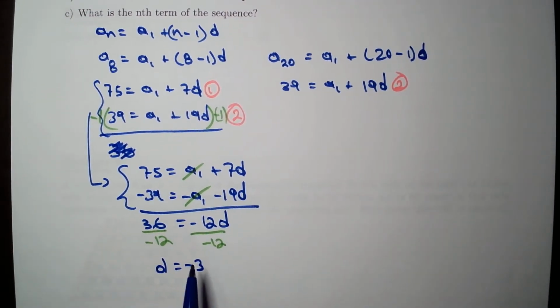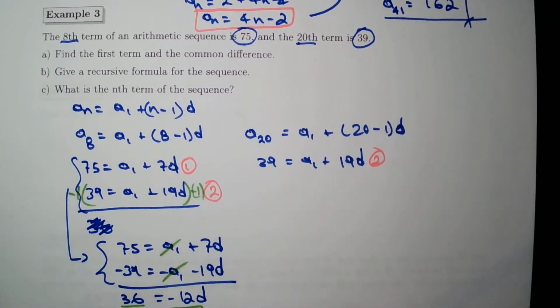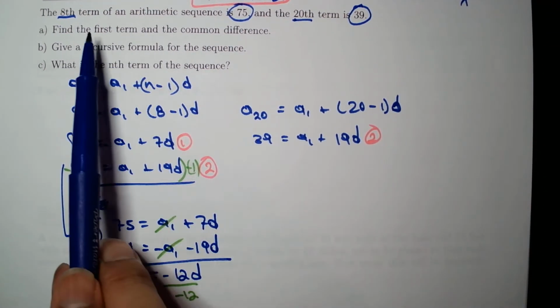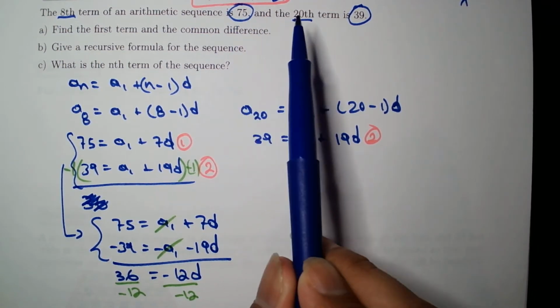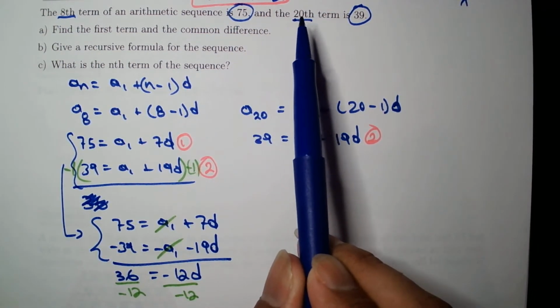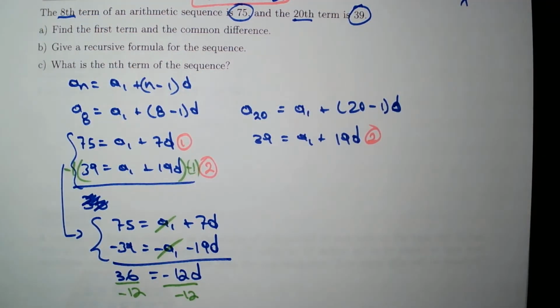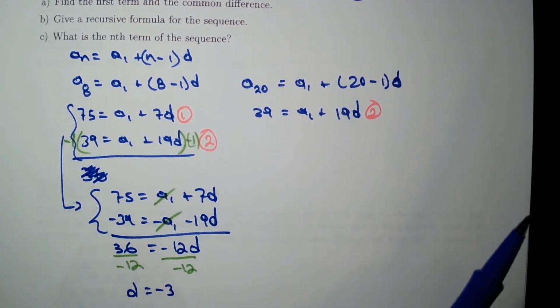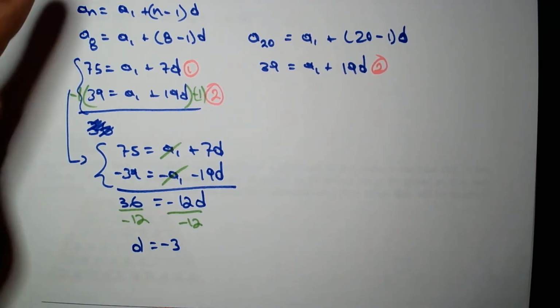Well, yes, can the common difference be negative? Of course. Think about the information that we're given. One of the first terms, the 8th, is a big number, and then a further term, the 20th, is a smaller number. So in this case the sequence is a decreasing sequence. It's going from larger to smaller, and that's dictated by d being negative.